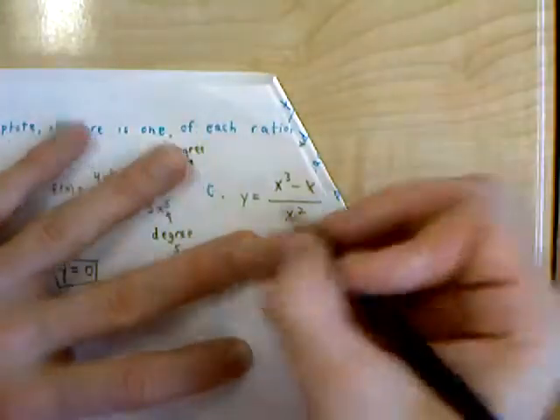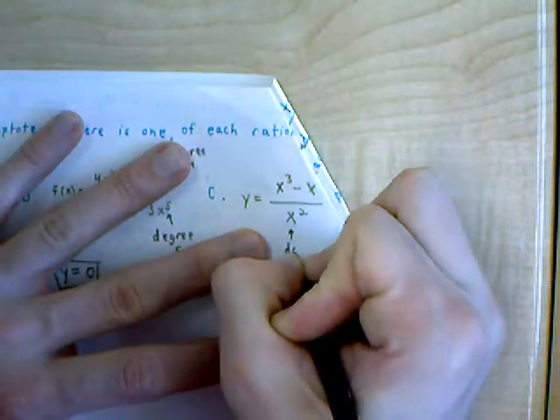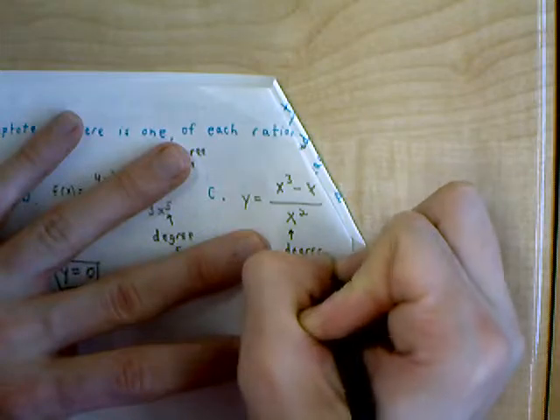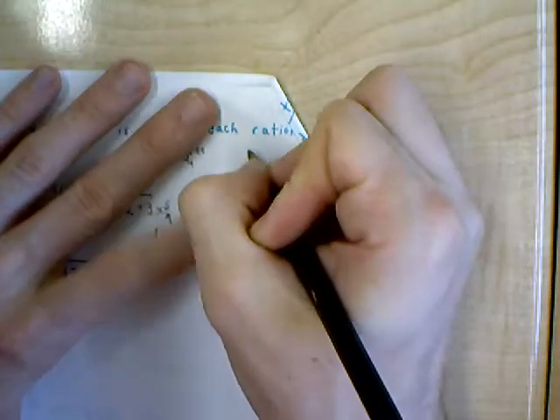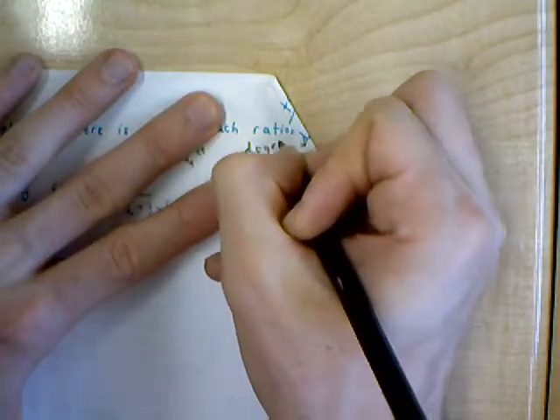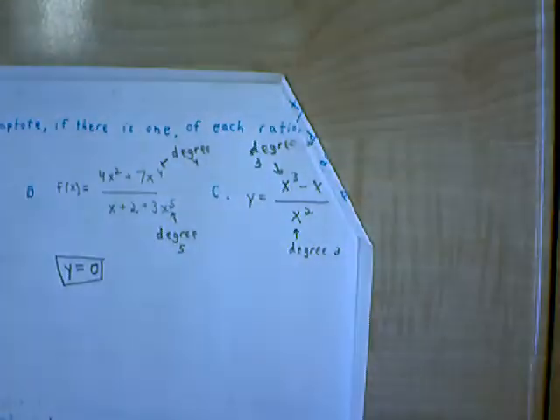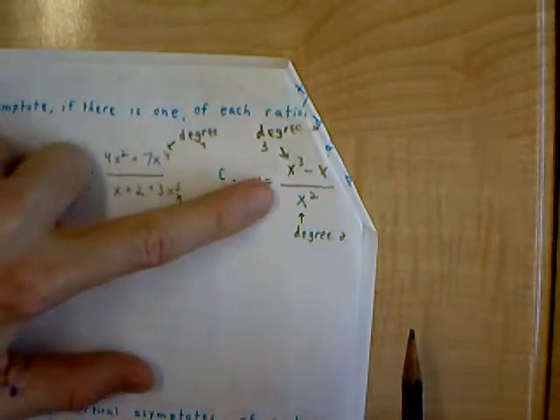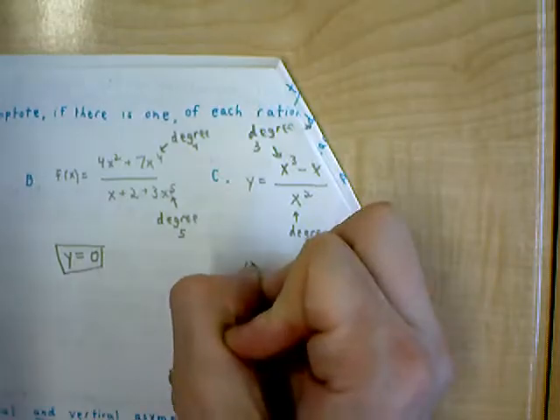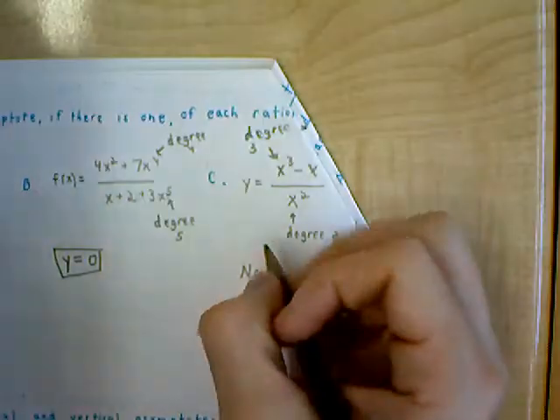Now, for the last one, I have degree 2 in the denominator, and in the numerator, I have degree 3. The degree of the numerator is larger than the degree of the denominator, so I have no horizontal asymptote, but there is a slant asymptote.